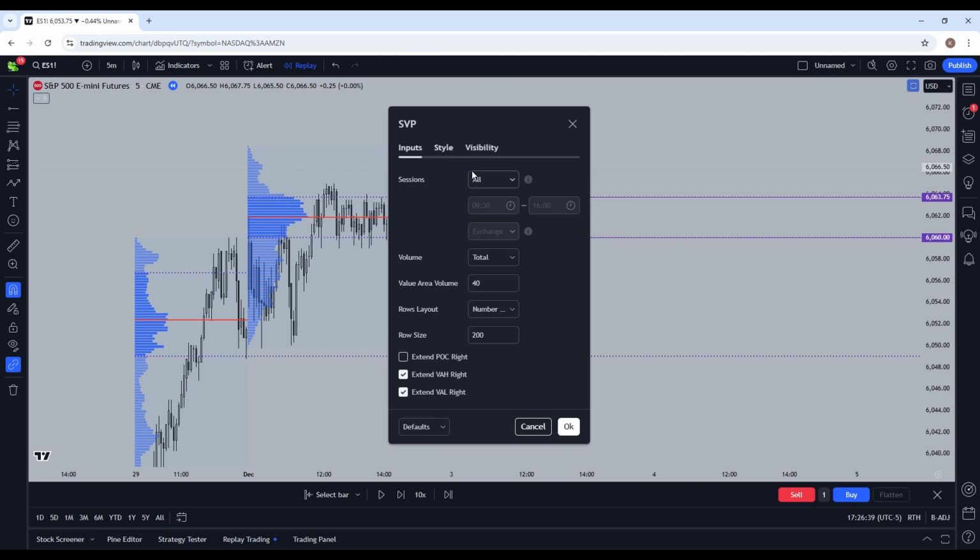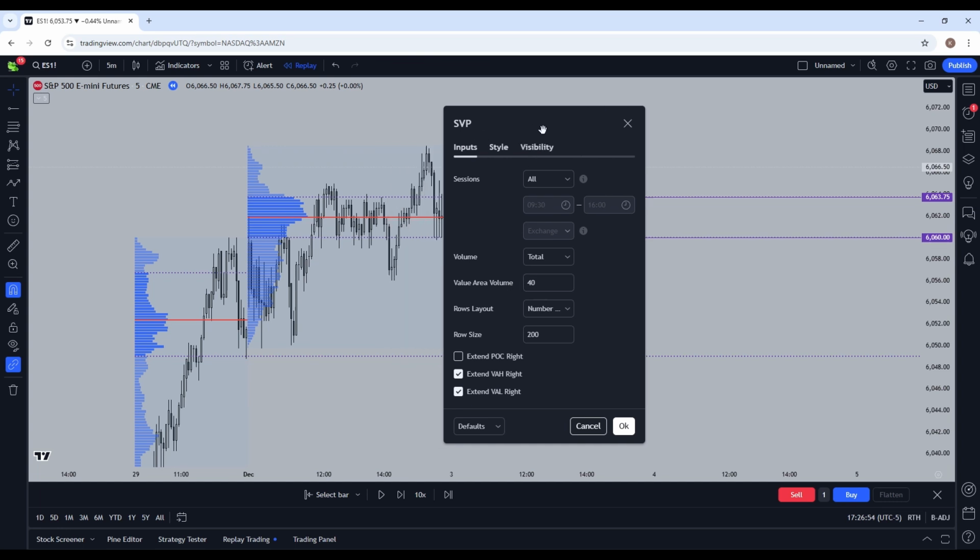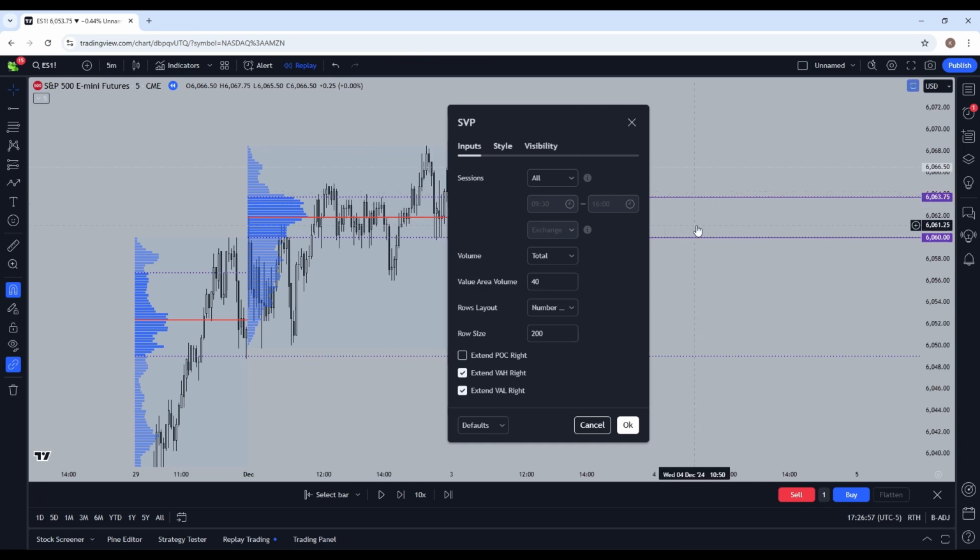So these settings, when you first download it from the indicators, it's going to come up as 70, I'm pretty sure, but I found that 40% for the value area volume is what has worked best for me. And these levels have been treating me great. I've been trading this strategy for over a month, and it has been working, and I've been profitable. So yeah, 40% seems to be a good number.